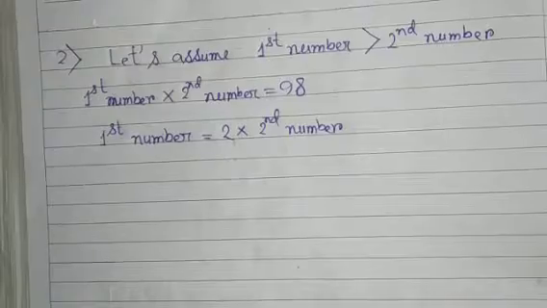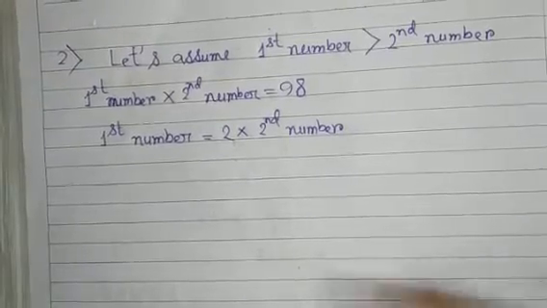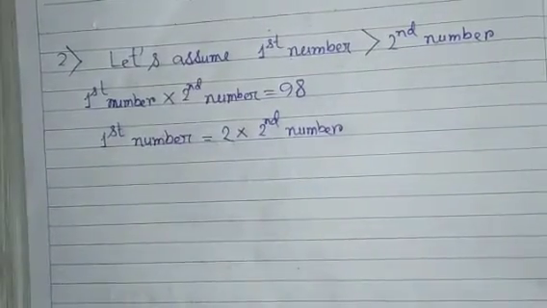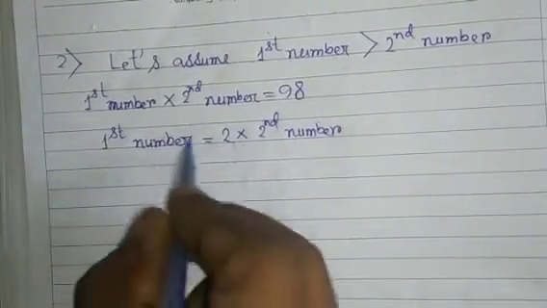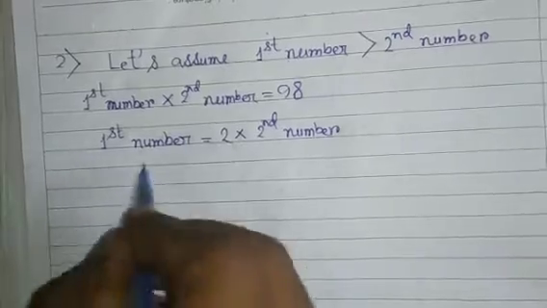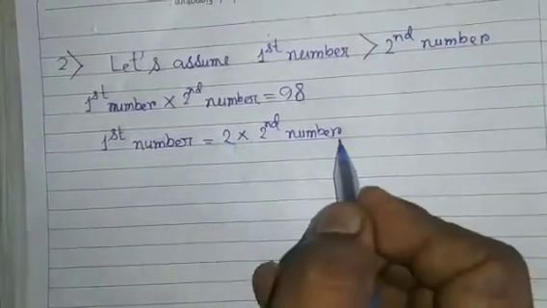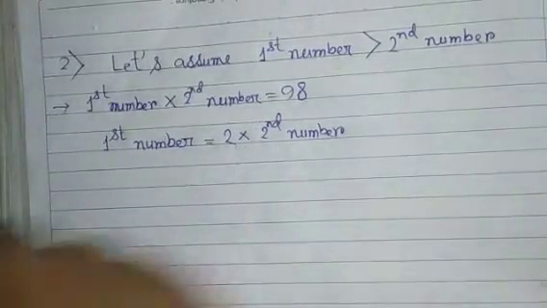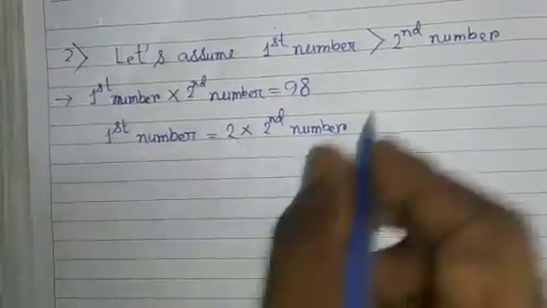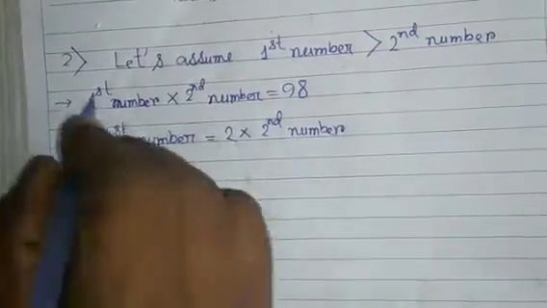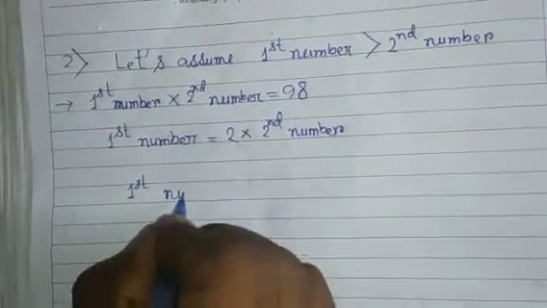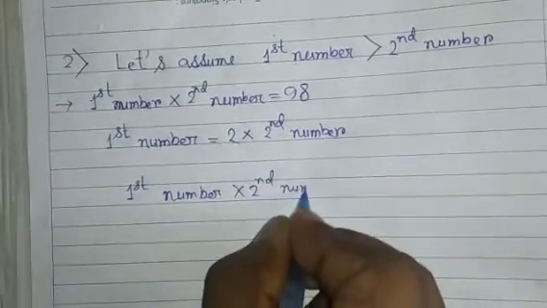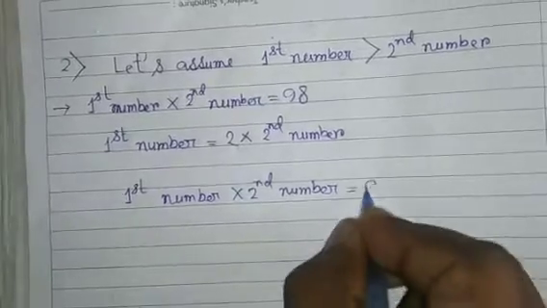So now what we will do, we'll use this second condition in our first condition. Now look, from this second condition what we get? The first number is equal to 2 into second number. That means in this first condition we can put this value. So let's rewrite the first condition again. The first condition says first number into second number is equal to 98.